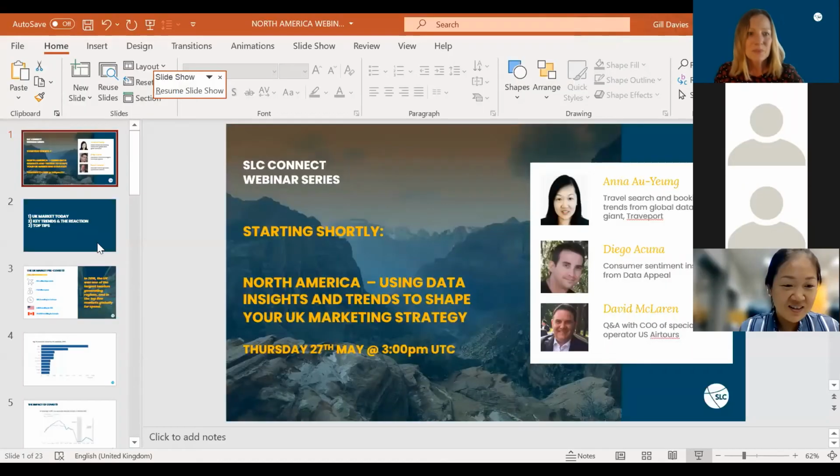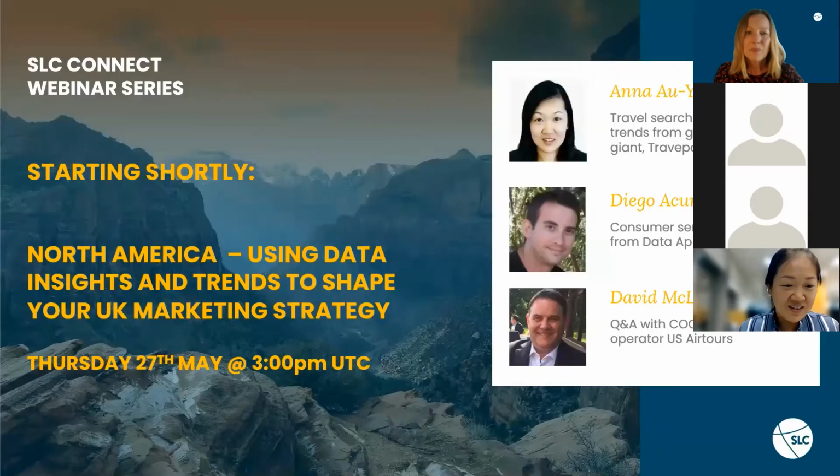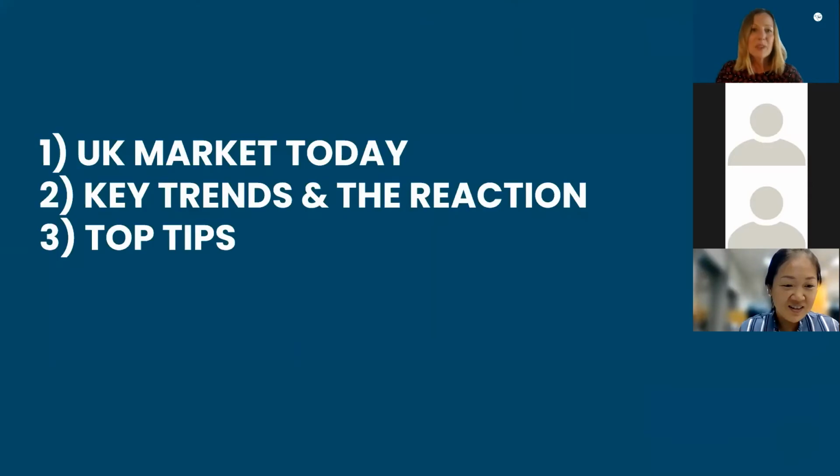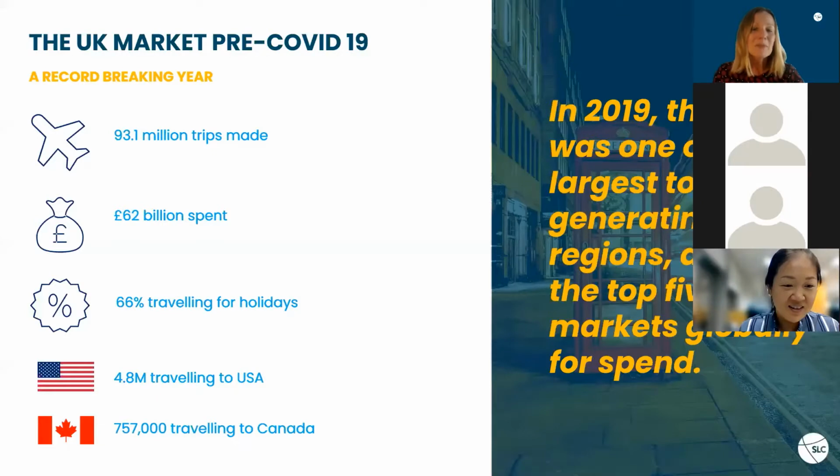So I'm going to start, first of all, by taking you through a few slides myself. I'm going to be looking at the UK market today, the key trends and some of the reaction that we've seen to those trends, and then my top tips for what you should be activating across the UK market. And of course, looking at a benchmark year, we have to go back to 2019, with 2020 just not really giving us any data that is of use to benchmark against.